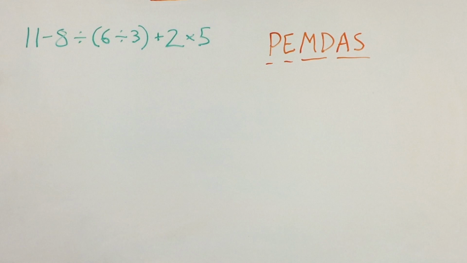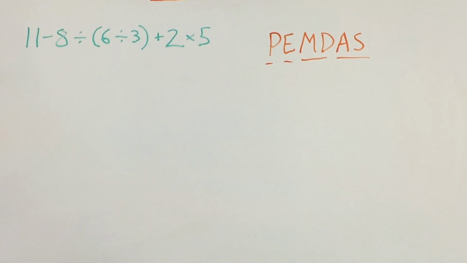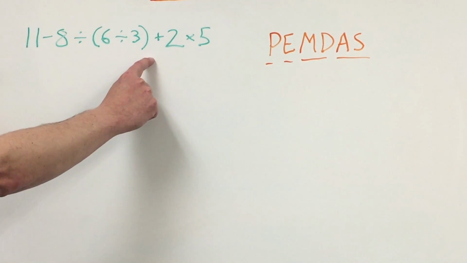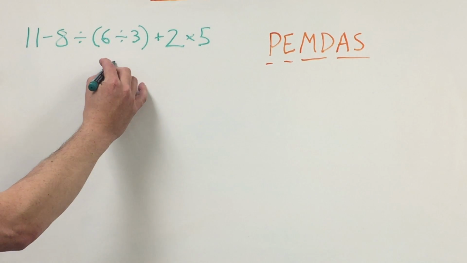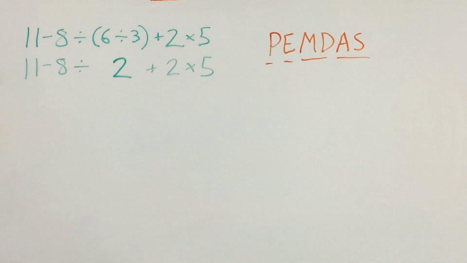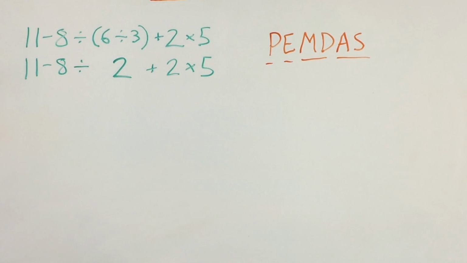Let's do another example. This one's a little more complicated. To solve this, we have to use the order of operations. Just like before, we start by looking to see if there's anything that's grouped. And we do have something that's grouped. 6 divided by 3 is in parentheses. 6 divided by 3 is 2. The next thing in the order of operations is exponents and roots. This time there are no exponents or roots, so we can just skip that.